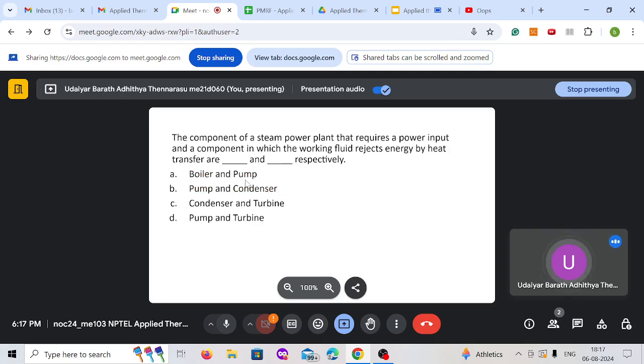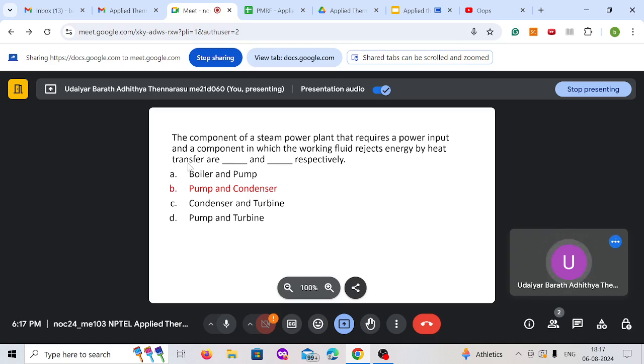The next question is, the component of a steam power plant that requires a power input and the component in which the working fluid rejects energy by heat transfer are dash and dash respectively. So which are the components which require power input and which condenses? So the answer is option B, pump and condenser.